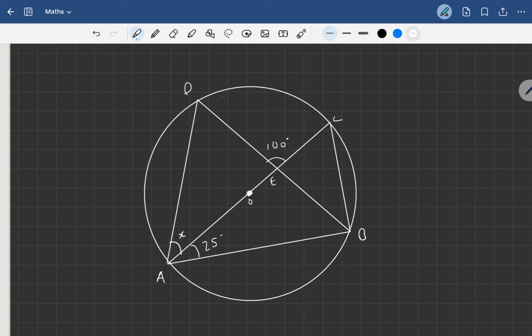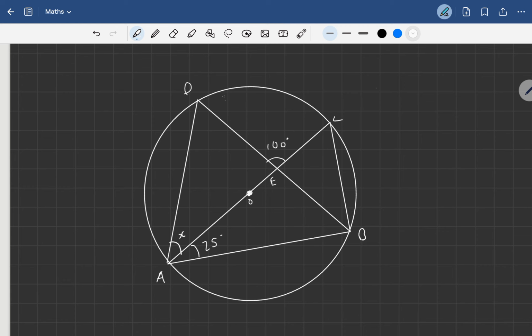So I see a triangle ADB. So we can find the angle ADB and ABD, and do 180 minus that, and then minus the 25 to get the angle of X. However, I think there's a better way. Okay? And we can use some of our circle theorems.